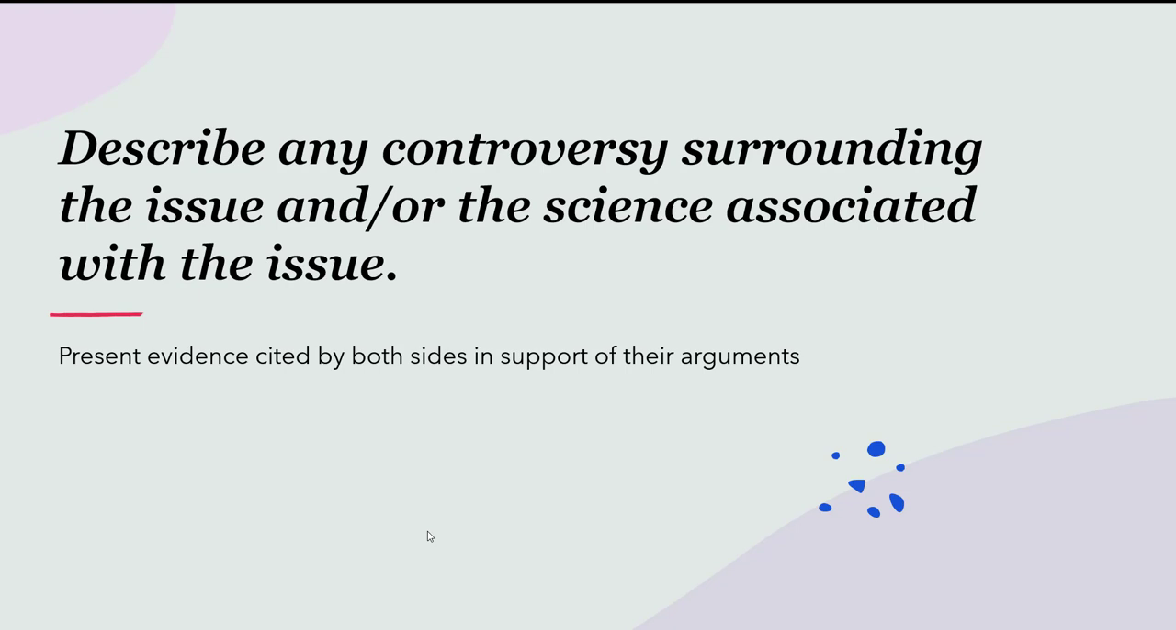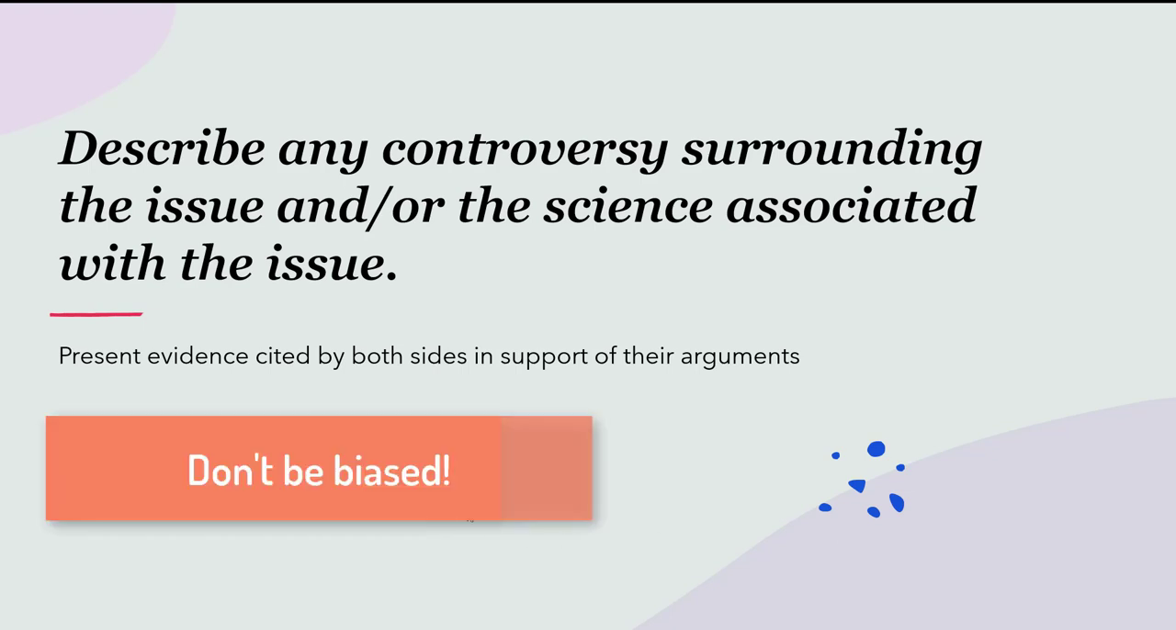Either way, you're going to present the evidence to support what is going on with that particular issue. So describe any controversy surrounding the issue and or the science associated with the issue. And then make sure that, if it's controversial, you're presenting both sides of the argument. Don't be biased and only present one side, ignoring the other side. Okay.